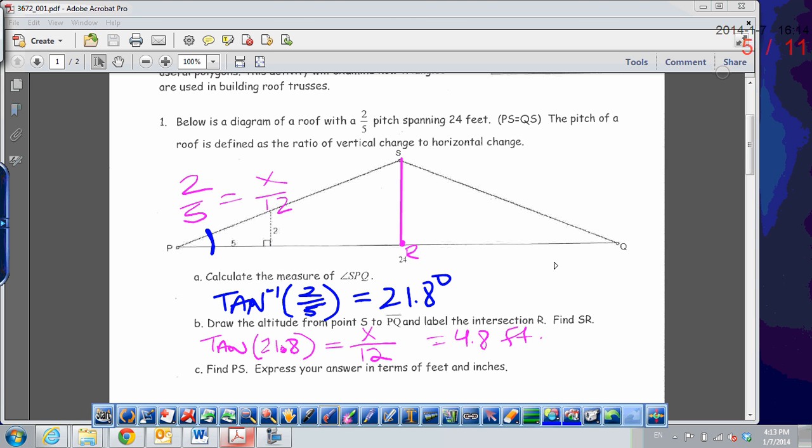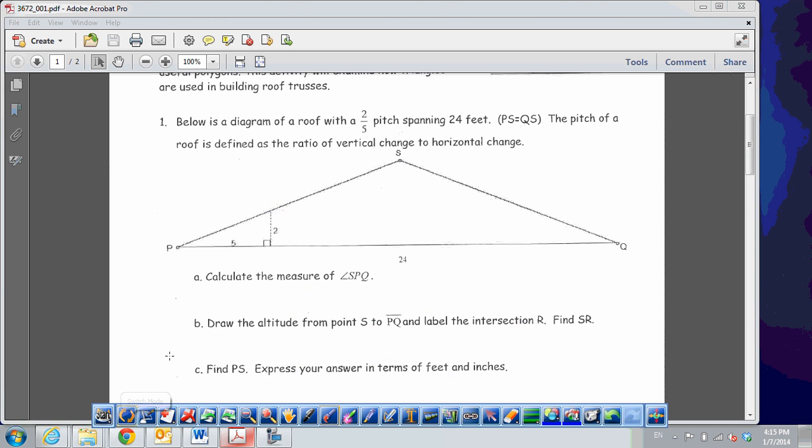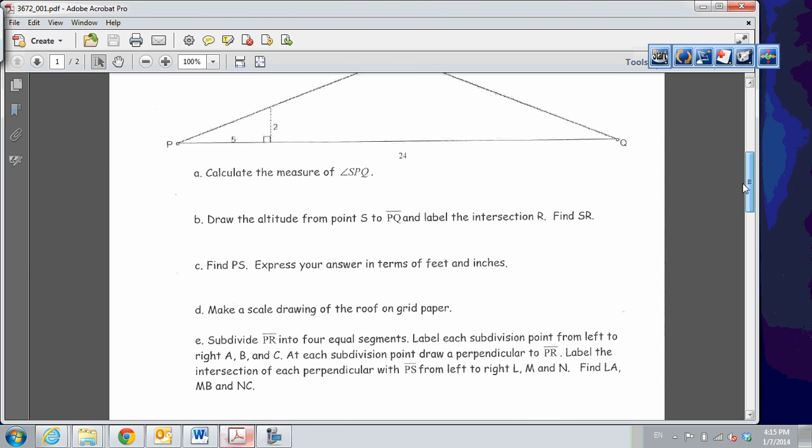Let's see, what's next? Find PS. So now I'm trying to figure out what this is. Well, I could probably do the Pythagorean theorem, since I now know this is 12 and this is 4.8. I'd square 12, square 4.8, then take the square root of whatever I get, and I get 12.92 feet. The other way to do that would be another trig function, cosine, which is adjacent over hypotenuse. So cosine of 21.8 equals 12 over x, and you end up dividing by cosine. But anyway, you get the same answer, 12.92. We're not going to do D. It's kind of a waste of time.